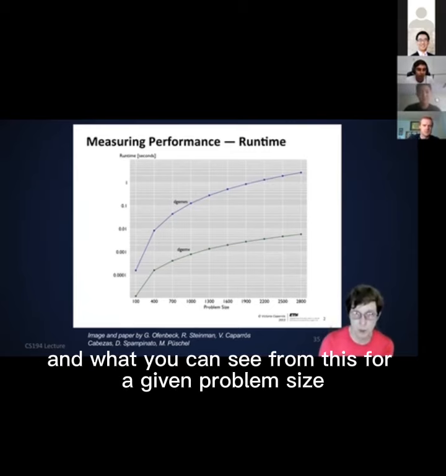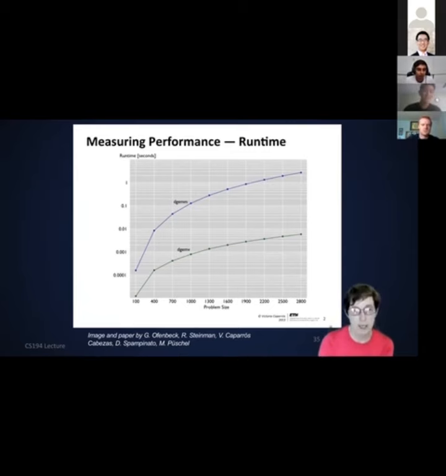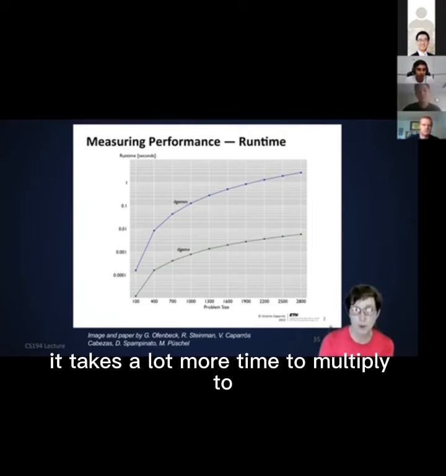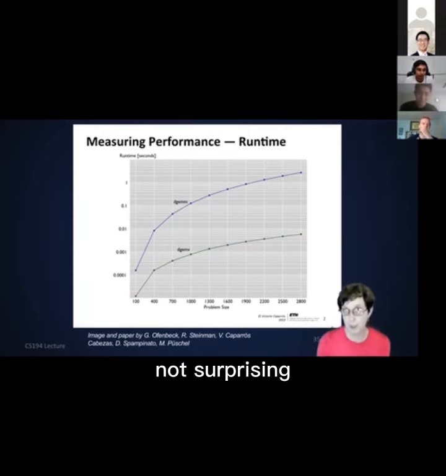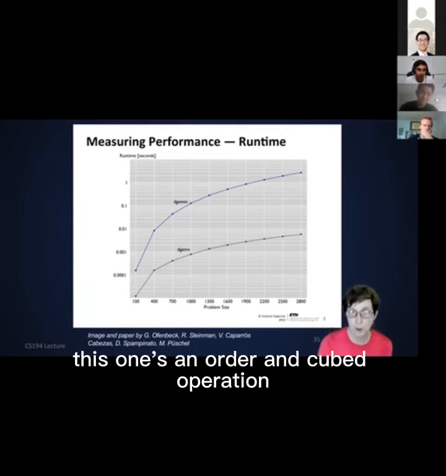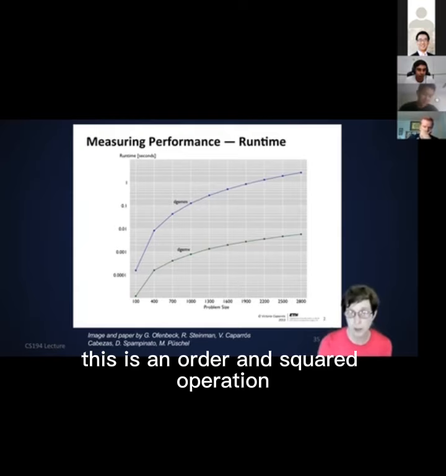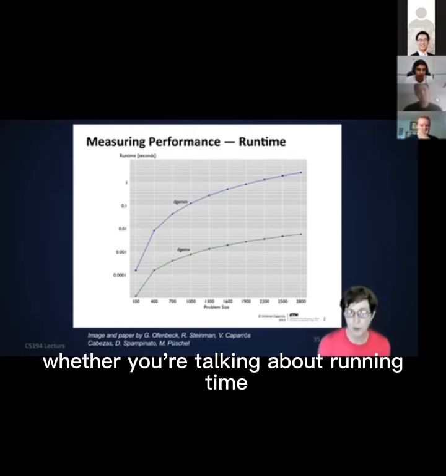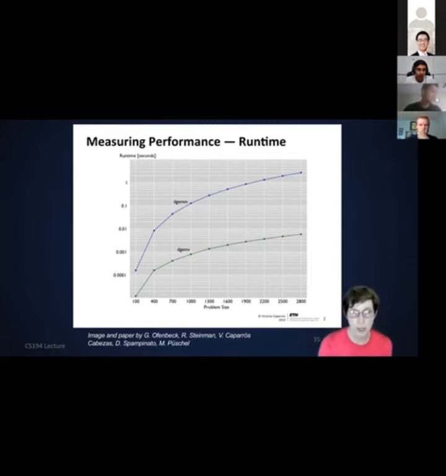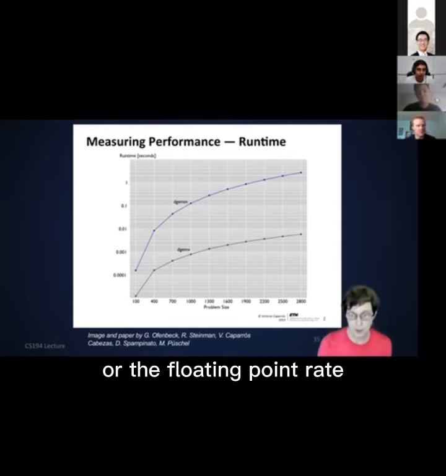And what you can see from this, for a given problem size, it takes a lot more time to multiply two matrices of that size than it does to multiply that matrix times a vector. Not surprising, this one's an order n cubed operation, this is an order n squared operation. So you have to be very careful whether you're talking about running time or performance, or the floating point rate.